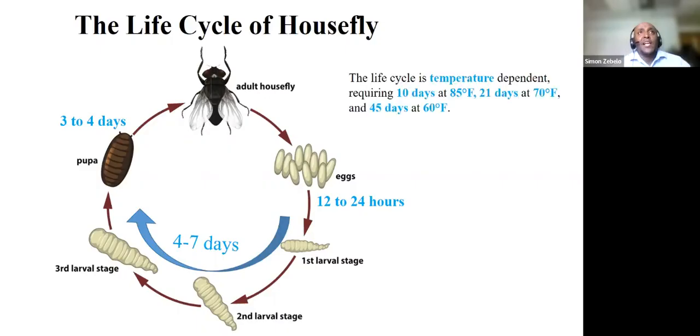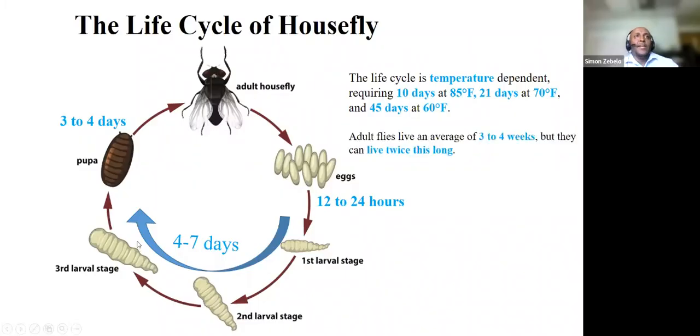So the life cycle is temperature dependent, requiring 10 days at 85 degrees, 21 days at 70 degrees, 45 days at 60 degrees to complete this life cycle from adult to a pupal stage, and then again new adults. That life cycle or lifespan depends on the temperature. The higher the temperature is, the shorter the life cycle. The lower the temperature is, the longer the life cycle to be completed.